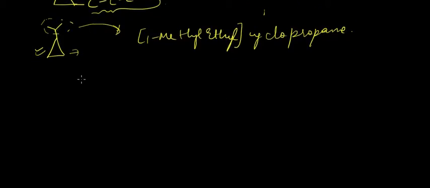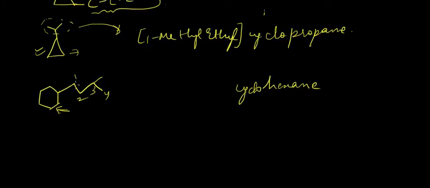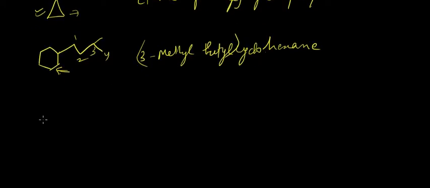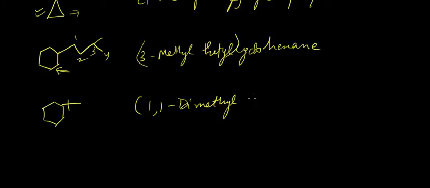Now for this example, one, two, three, four, hence the name would be based on this. So hexane, or better cyclohexane, and it would be nothing but 3-methyl butyl cyclohexane. Okay, if we have something like this, then the IUPAC name would be 1,1-dimethyl ethyl cyclohexane.